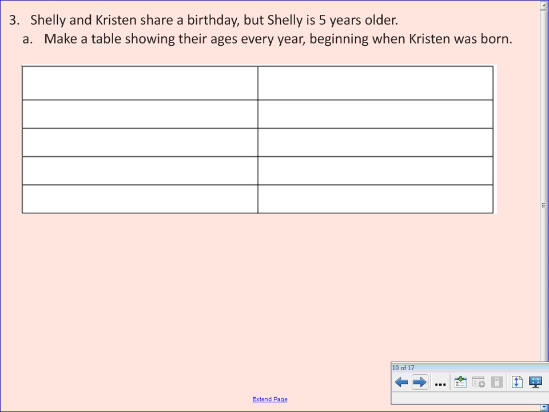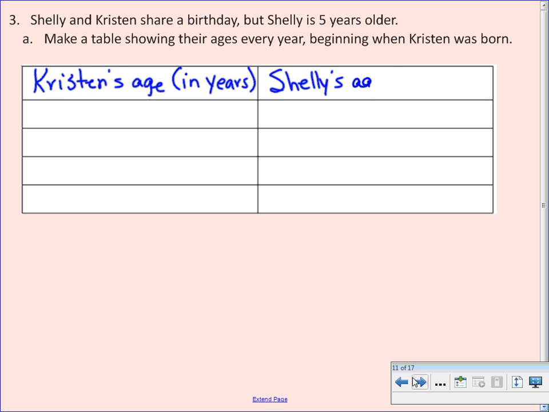And let's try the last one on your own. Shelly and Kristen share a birthday, but Shelly is 5 years older. So we have to make a table. The table, ladies, has to start with a heading. So we have Kristen. Kristen's age in years. We want to identify what the unit is. And then we have Shelly's age in years.